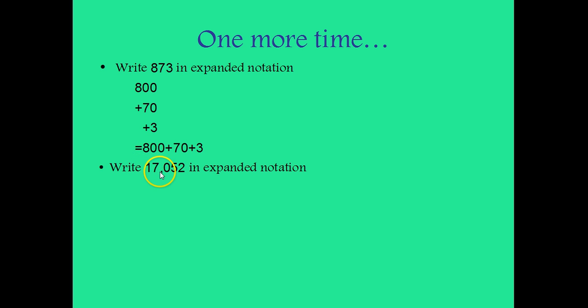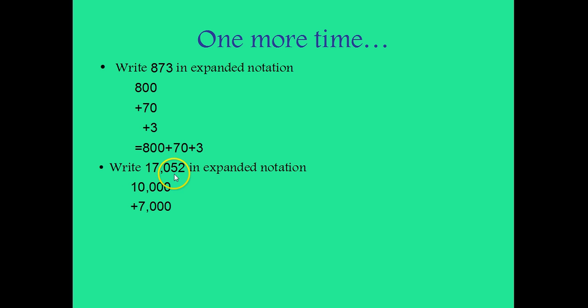17,000, comma, 52. Alright, so starting with the biggest, this 1 is in the 10,000s place, so we're going to have 10,000 because we only have one 10,000. We have 7 in the thousands place, so that means we have 7 thousands, so we're going to add 7 thousands. Now there are no hundreds, so we don't need to bother with any hundreds, so we're not going to put plus 0 for the hundreds.